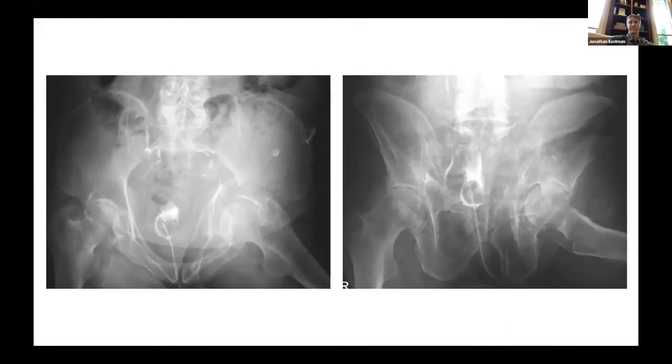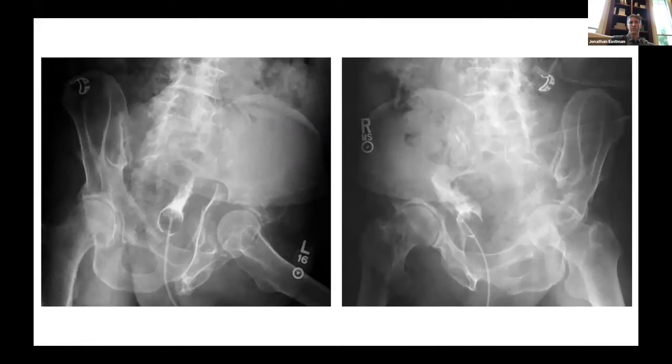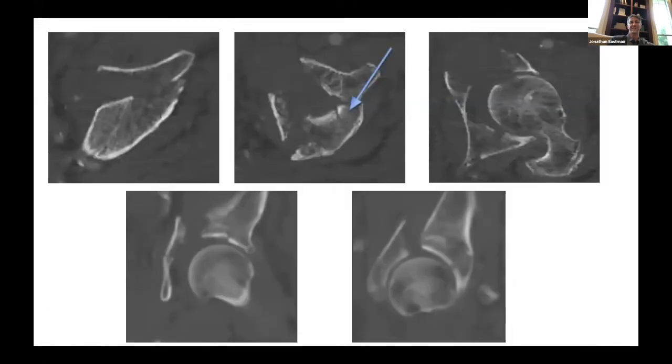And then as we look through his other series of the 5 views of the pelvis that were obtained, you can see a large segment of dome impaction that we can see here. And so looking through both his Judet views as well, you can see that same segment of dome impaction. And then just some very select CT cuts.